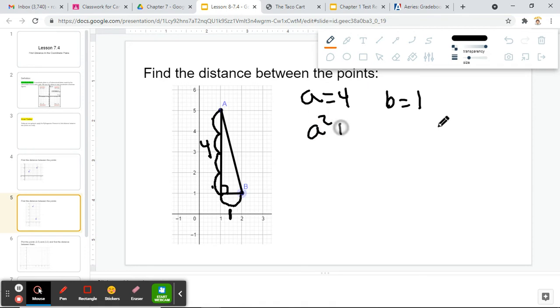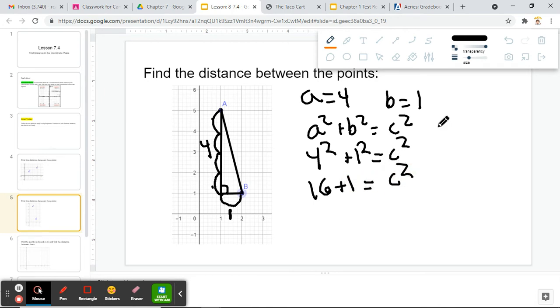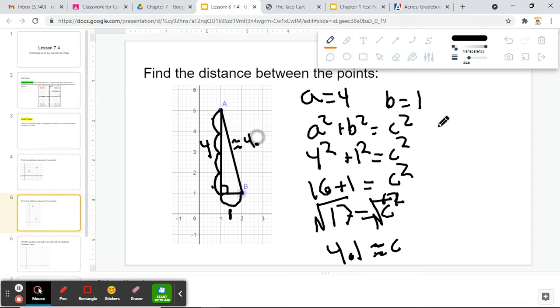So we're going to have a squared plus b squared is equal to c squared, which means 4 squared plus 1 squared is equal to c squared, which means 16 plus 1 is equal to c squared. 17 is equal to c squared. Now remember, we've got to take the square root of both sides here because we don't want to know what c squared is equal to. We want to know what c is equal to, and that means that c is approximately 4.1, which means this distance right here is approximately 4.1.